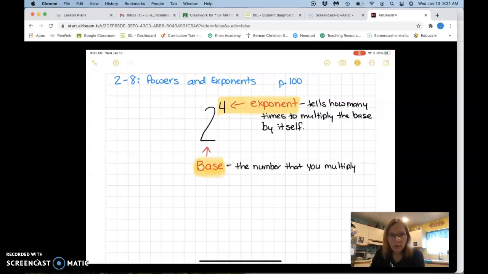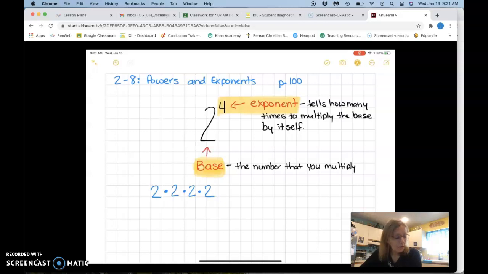So copy these notes down in your math journal, and then I'm going to show you what this looks like if I were to write it out with exponents, or if I were to solve it. So I'm going to write the base, which is 2, 4 times, which is the exponent. And remember we're multiplying. Exponents mean to multiply. So I'm going to multiply 2 by itself 4 times. Okay, so 2 times 2 times 2 times 2.